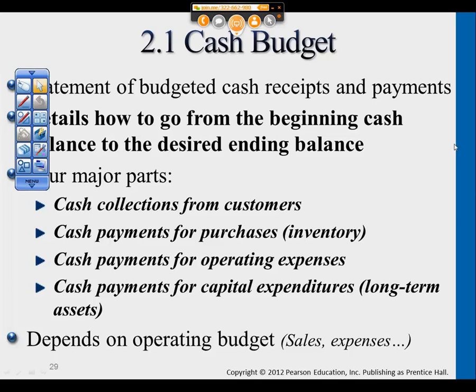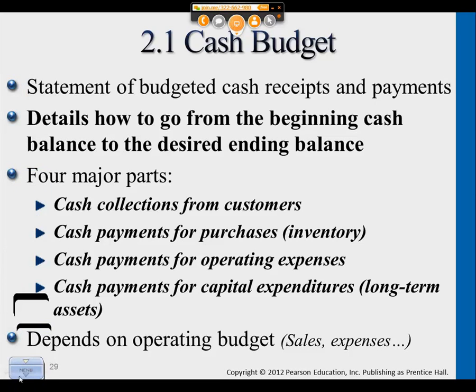So as we said, let's talk just a little bit in detail on the cash budget. The cash budget, we said, is the same as the statement of budgeted cash receipts and payments. So practically what it does, it details how to go from the beginning cash balance to the desired ending balance. All right, so we start with some desired beginning amount and try to trace it all the way to the ending balance. So there are apparently 4 parts to it. Okay, let's make sense out of them. Cash collections from customers, then cash payments for purchases of our inventory, cash payments for operating expenses, capital expenditures. Capital expenditures are our long-term assets, right?